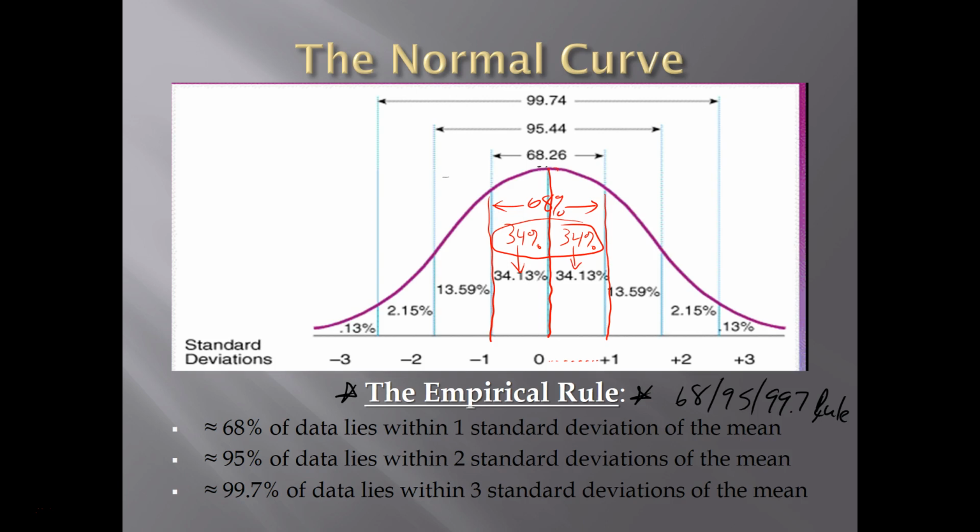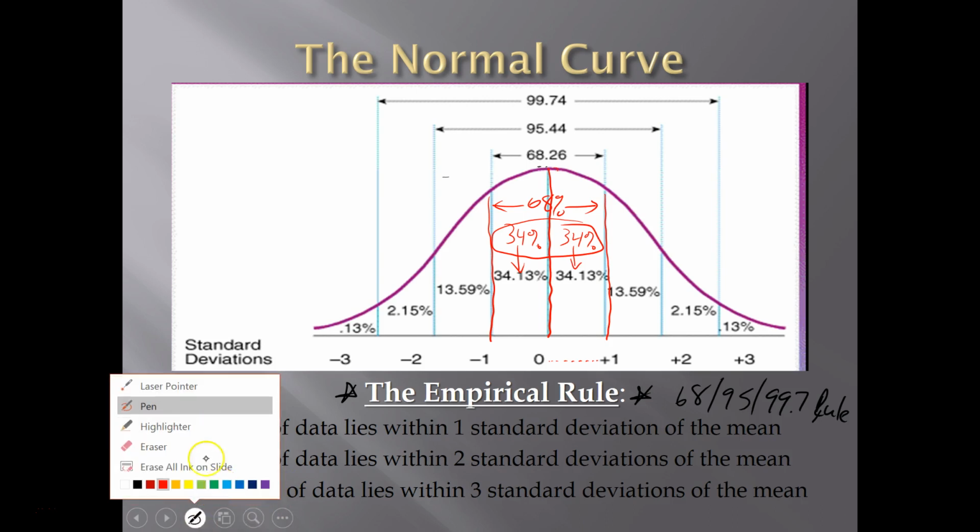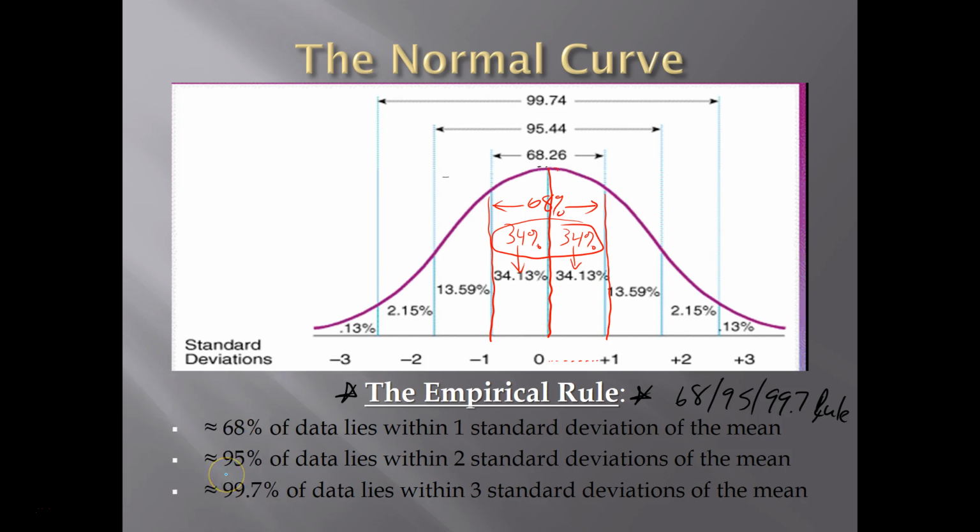Alright, now the next section out. Let me put this in a different color and make this maybe a little bit easier to see. So now let's go from 0, which means 0 standard deviations away from the mean. That means you are on the mean right here, right? Okay. So from the mean out to here, now we're talking about 2 standard deviations above the mean.